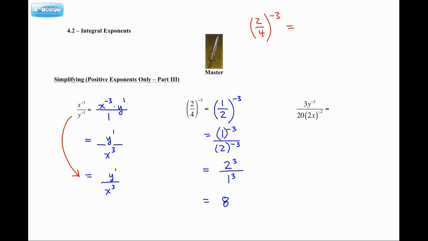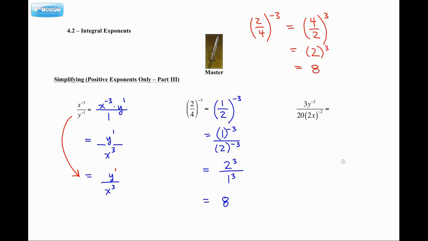So 2 over 4, I'm not going to reduce that just yet, I'm just going to show you the flip. This becomes 4 over 2, and now the whole thing is raised to the positive 3. 4 over 2 reduces to 2 cubed. And of course that is 8. Right? So I get the same result.